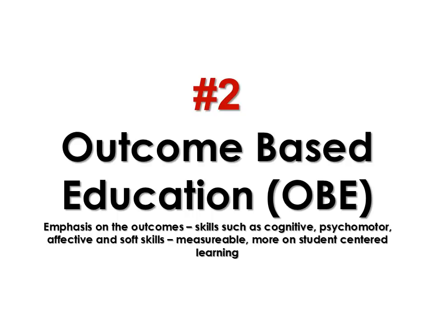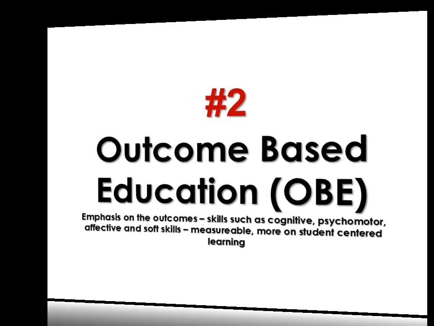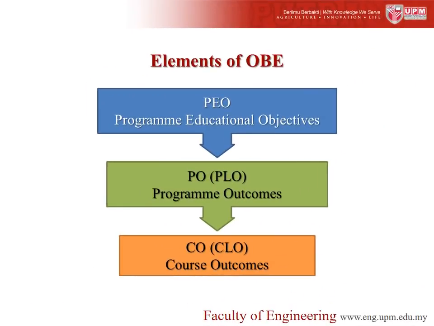I'm going to introduce you to outcome-based education that we implement at all the programs at the Faculty of Engineering, where we emphasize on the outcomes, skill set such as cognitive, psychomotor, affective, and soft skills, and these are measurable. And what we implement here is student-centered learning at the program level.